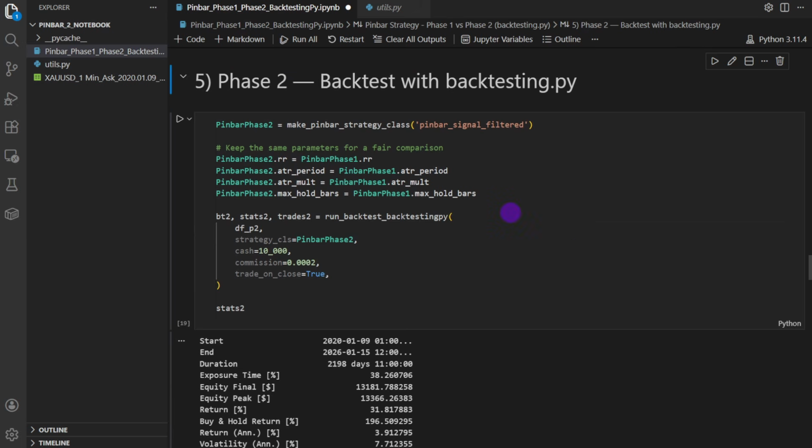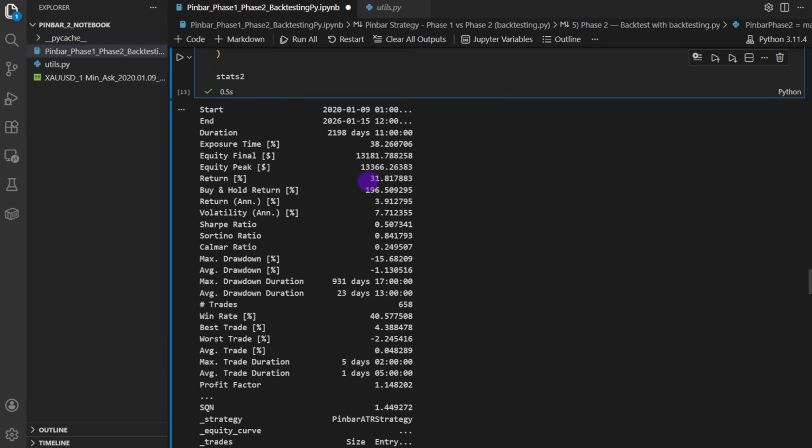Now we can backtest this phase 2 thing. And now I got 31% in returns. And this is much better than the first phase, which was just blindly trading all the pin bars. You want to go for the buy and hold, you carry a bit more risk because you never know what's going to happen during all this time.